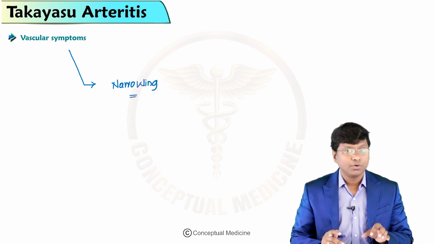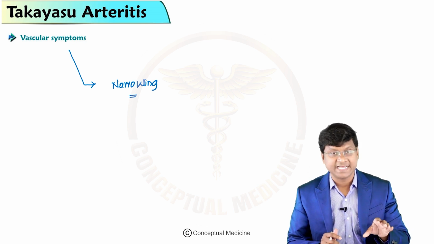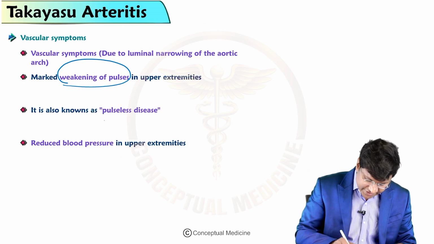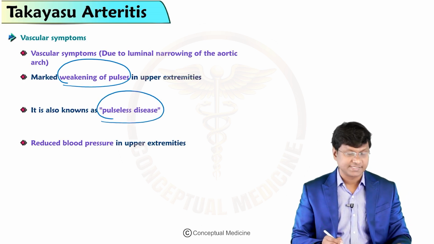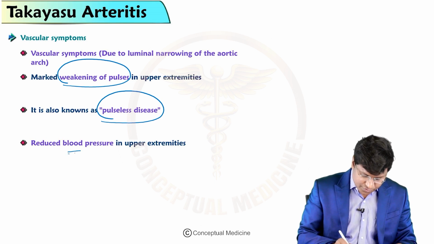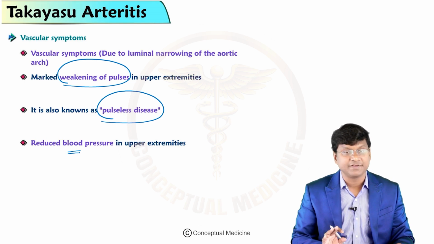Alright, so what will be the features because of the narrowing? The pulse is completely absent, right? There is weakening of the pulse, due to which it is called the pulseless disease. And even if you observe the blood pressure, there will be reduced blood pressure in the upper limb on the side in which the subclavian artery is affected.